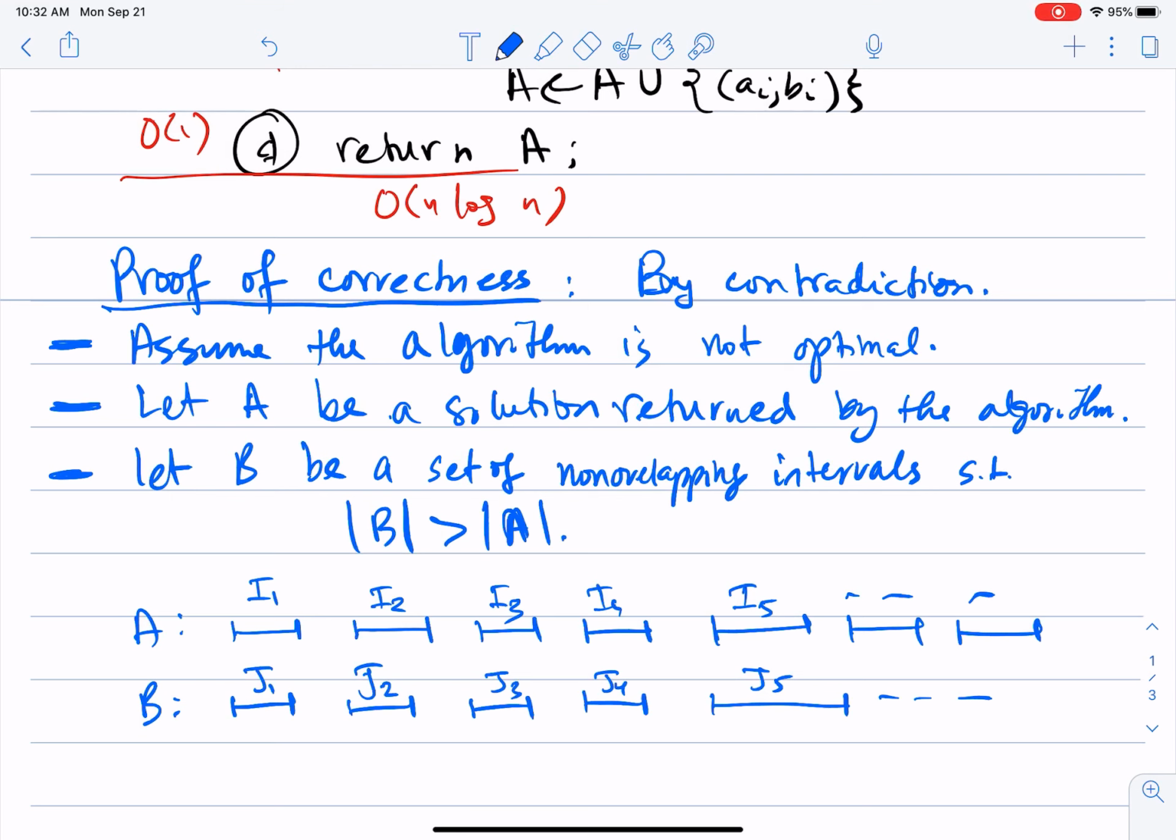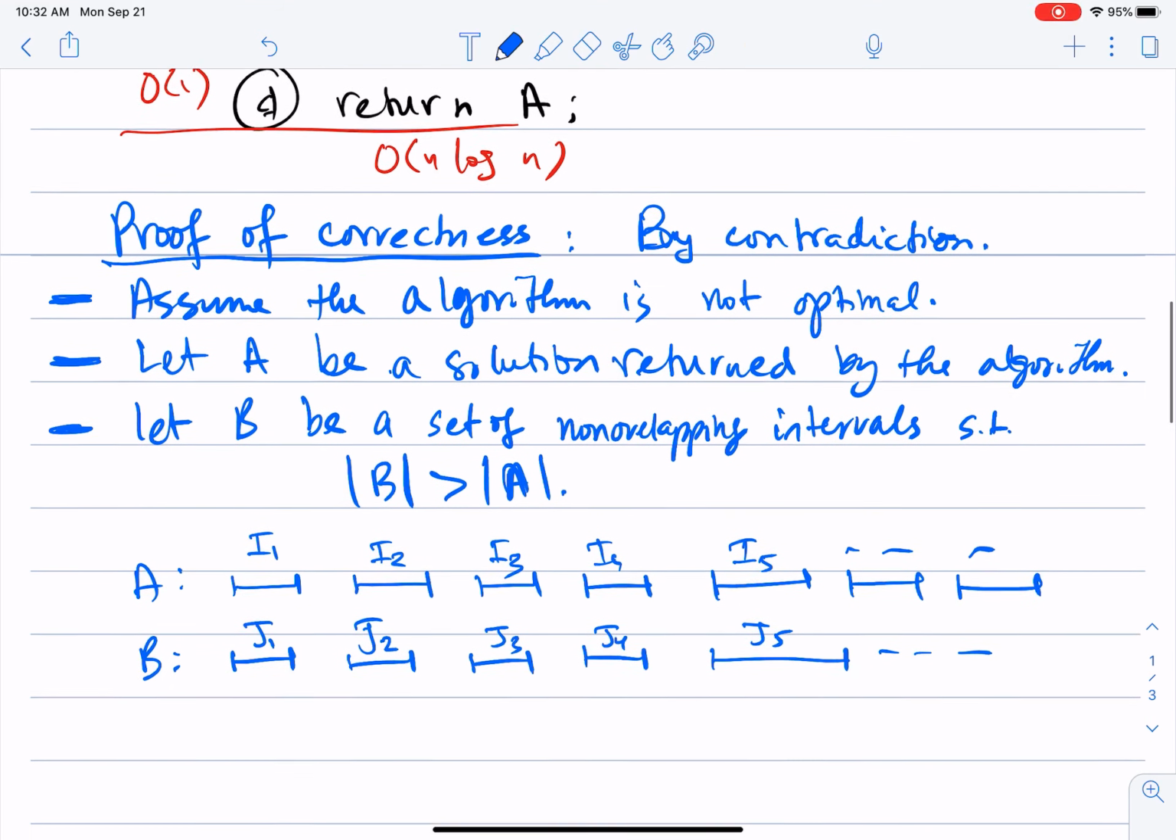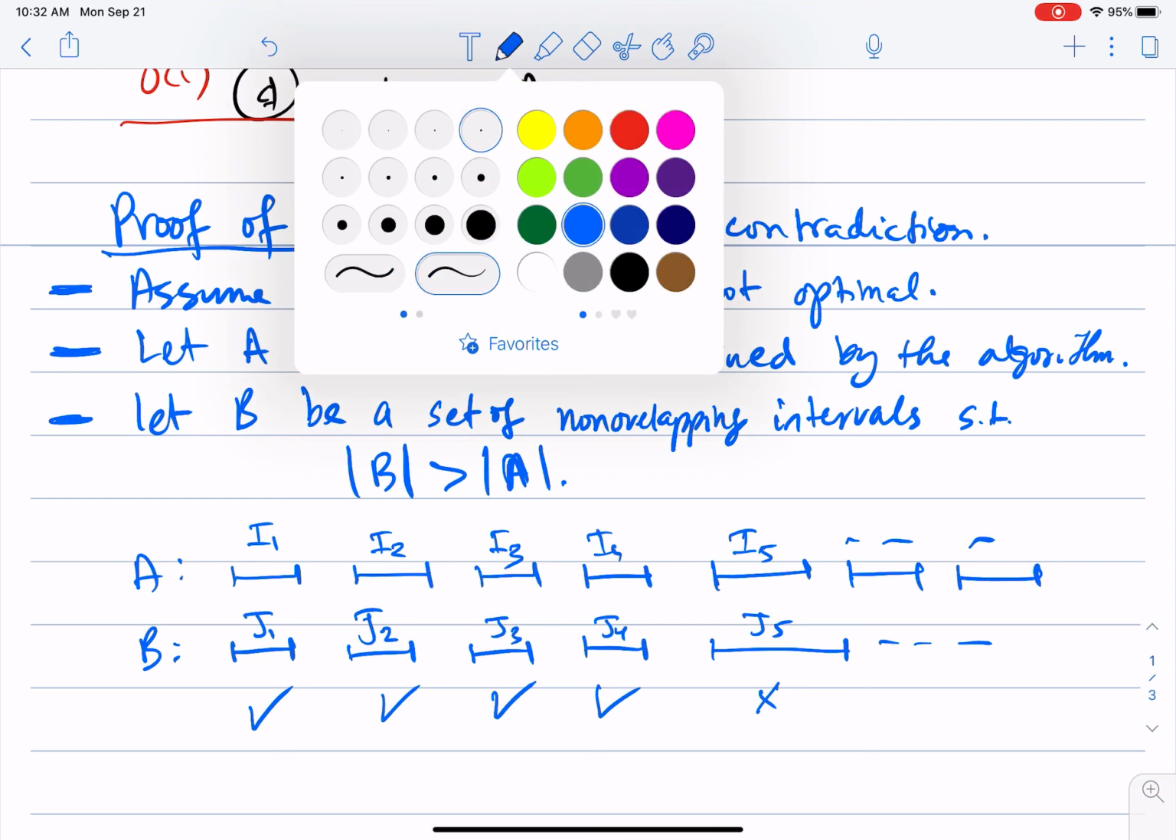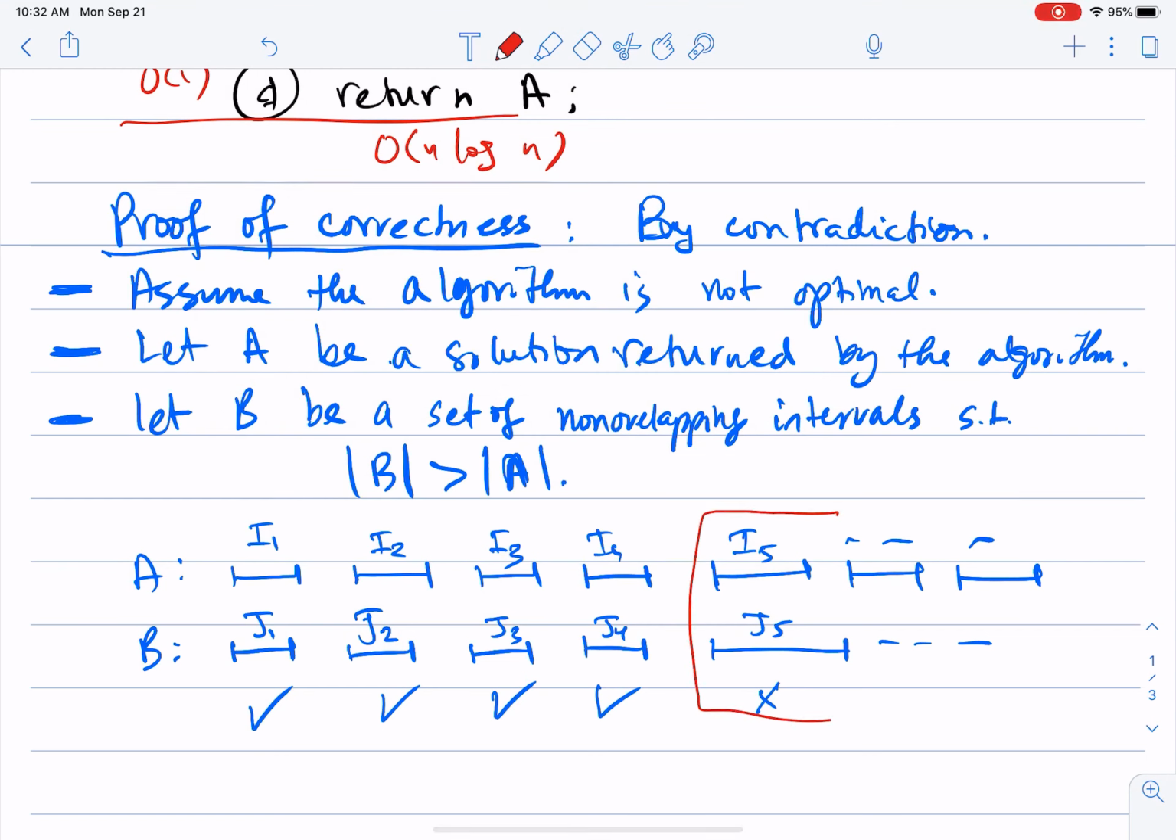If I1 equals J1, then they agree on this, so they both have the same interval. If I2 equals J2, they both have the same interval. I3 equals J3, I4 equals J4. I5 does not equal J5. So index 5 is the first interval at which the two solutions disagree, right?